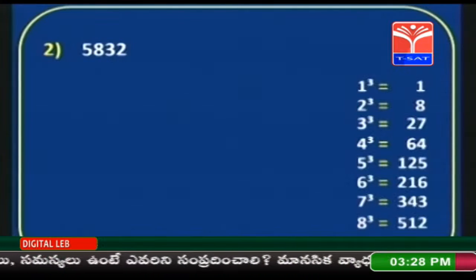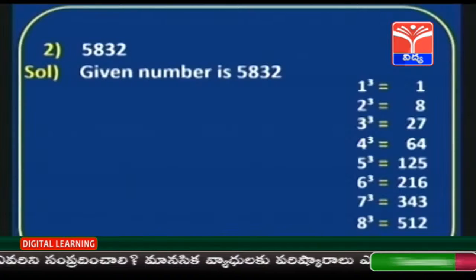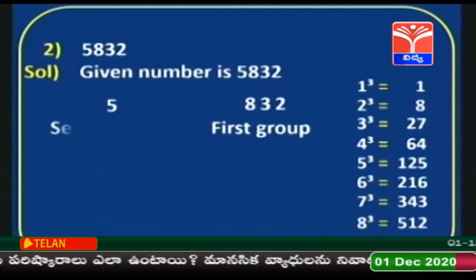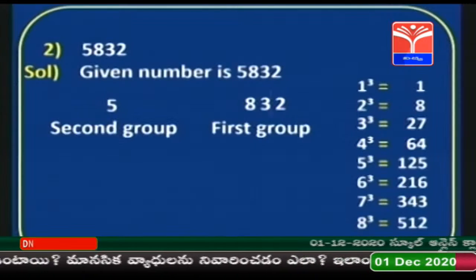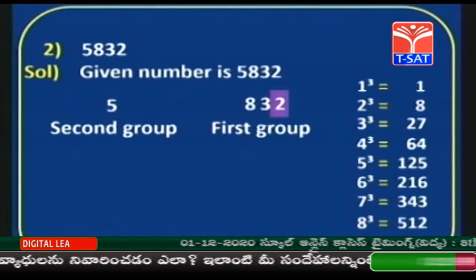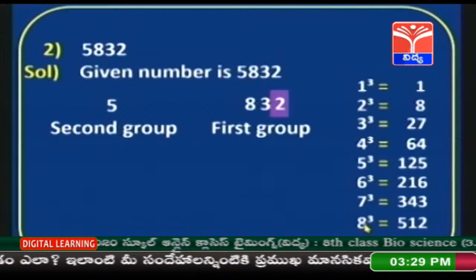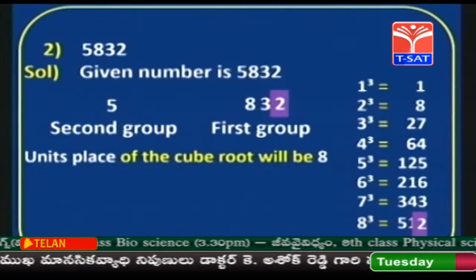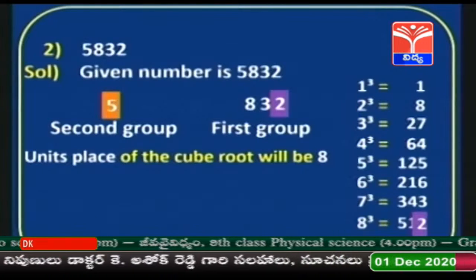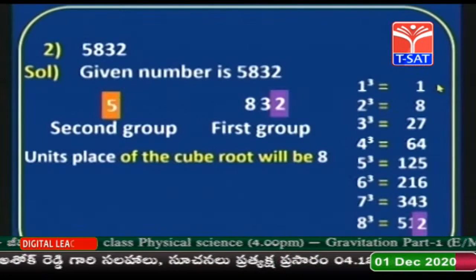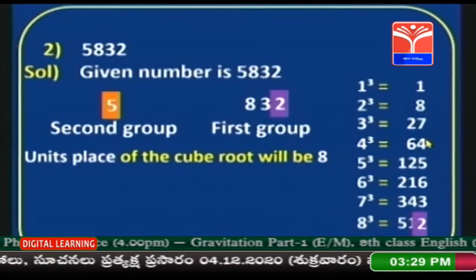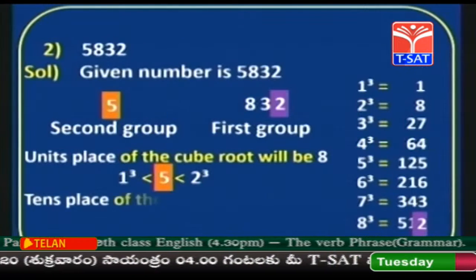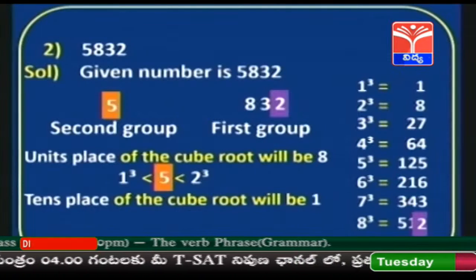5832. I am taking the cubes here again. I am taking the number and making it into two groups. First group, second group. Last digit is 2. So if it is 2, the units place must be 8. Yes. So units place of the cube root will be 8. Now the value is 5 here. As it is 5, it lies between 1 and 8. So I can say 1 cube is less than 5, less than 2 cube. Tens place of the cube root will be 1.